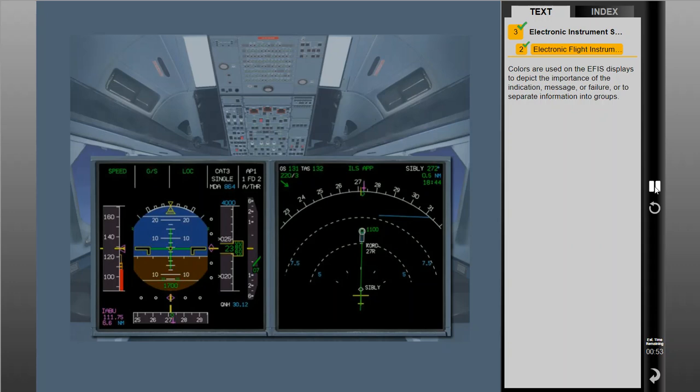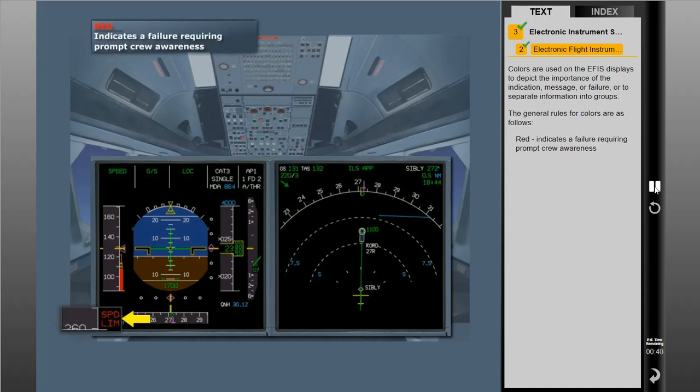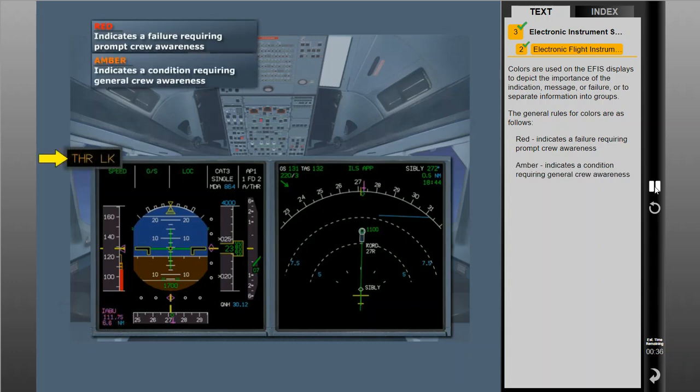Colors are used on the EFIS displays to depict the importance of the indication, message, or failure, or to separate information into groups. The general rules for colors are as follows. Red indicates a failure requiring prompt crew awareness. Amber indicates a condition requiring general crew awareness.